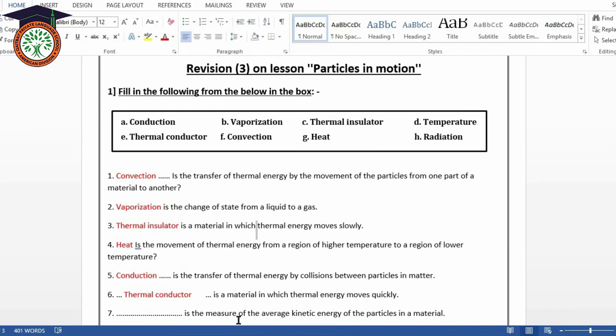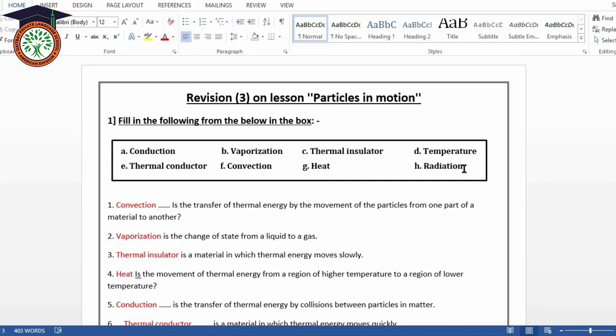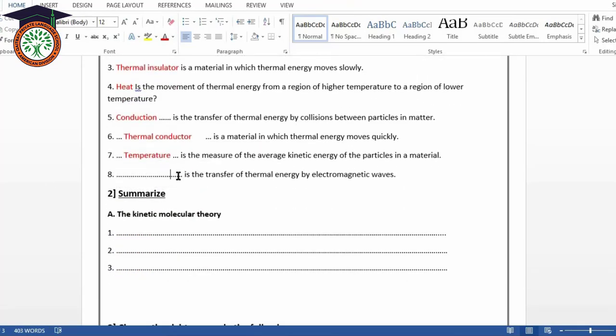Question number 7 says, is the measure of average kinetic energy of the particles. So we call this temperature. Super. Temperature is measuring the kinetic energy of this matter. Question 8 says, is the transfer of thermal energy by electromagnetic wave, like the flame, like anything hot. We call this radiation, like the sun and so on. So this is the definition of radiation.